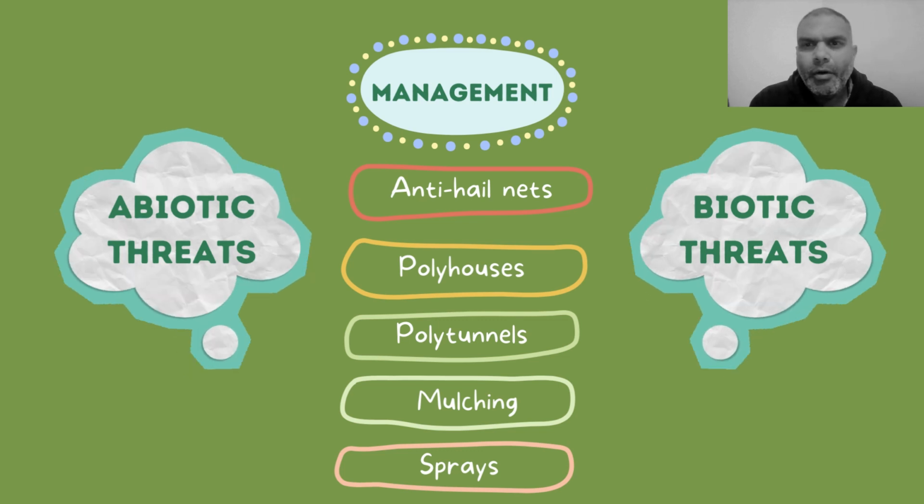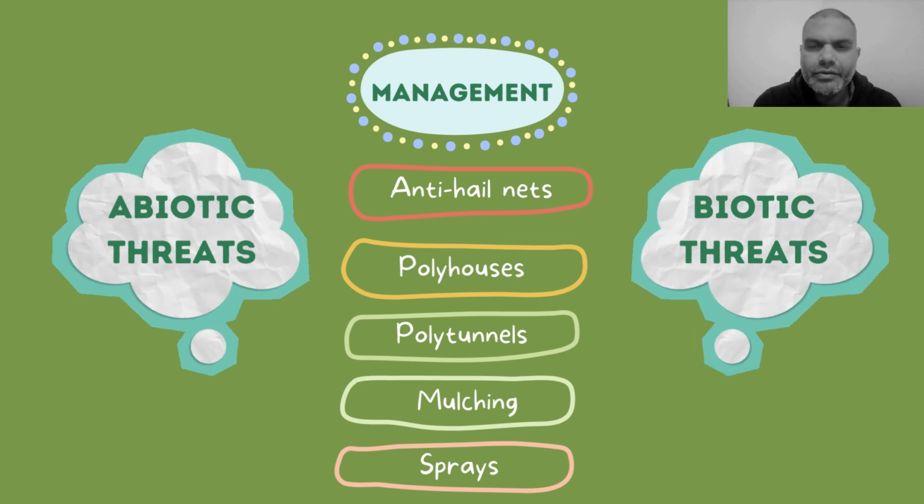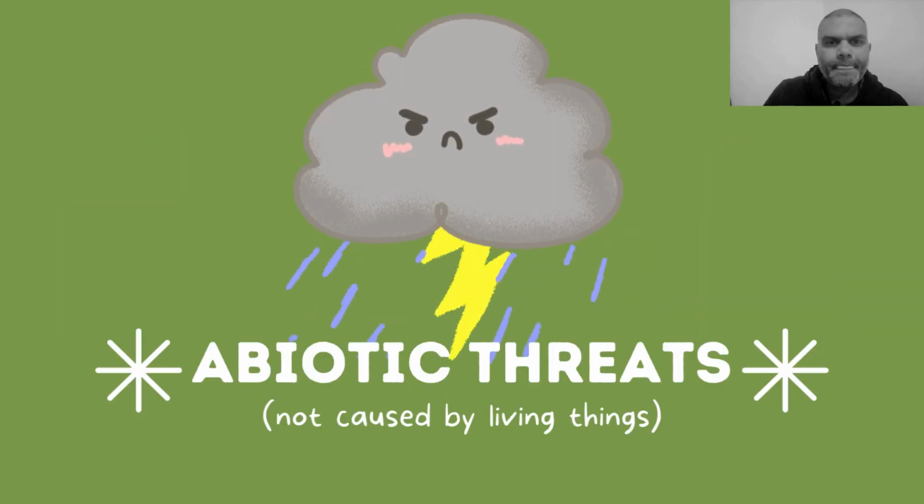So how do we go about managing these? Broadly, we can use anti-hail nets. You must have seen these around Himachal quite commonly. Polyhouses, something called polytunnels, which will be dealt with later in this video. A technique called mulching, and of course, spraying our crops with certain substances. So let's move forward.